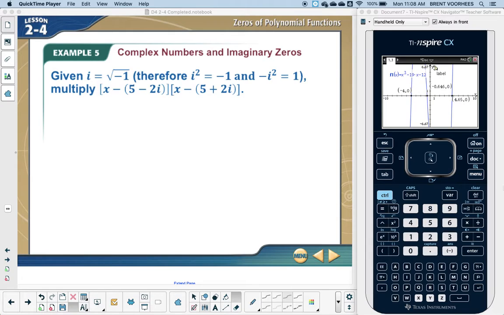Okay, so let's talk about this. Imaginaries come from a negative square root. So if you have a negative square root, that's where that comes from. Now we want to multiply this out. The first thing I want to do is distribute this negative to this parenthesis.